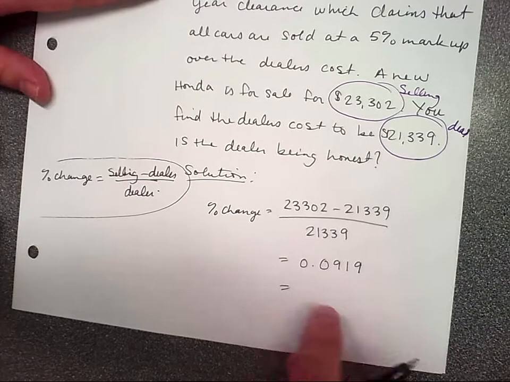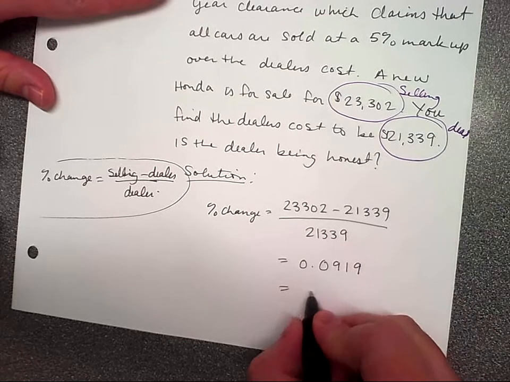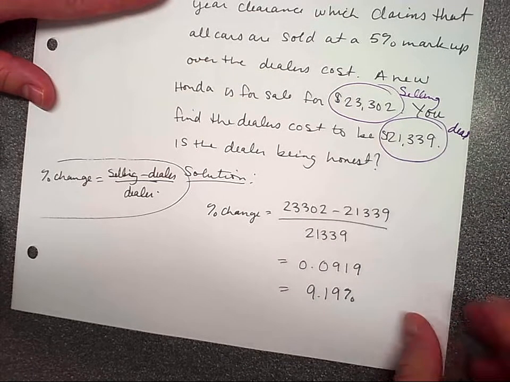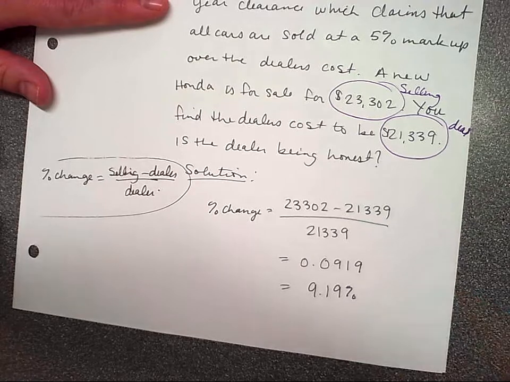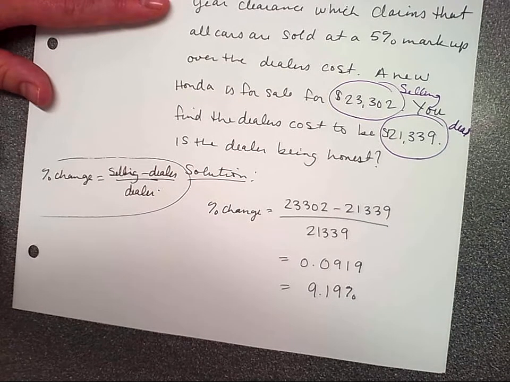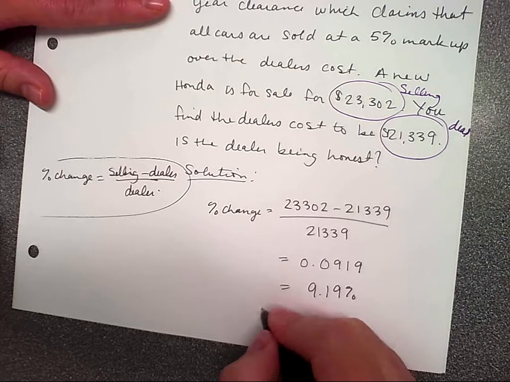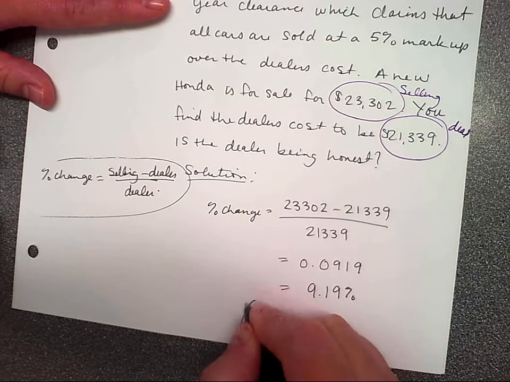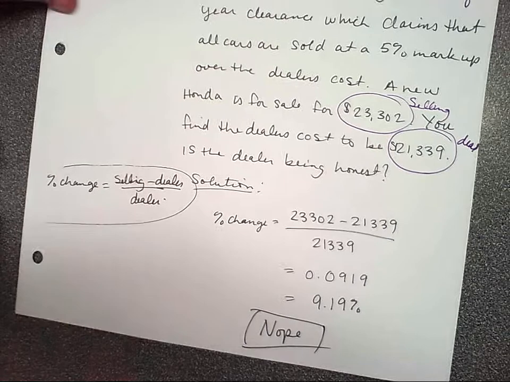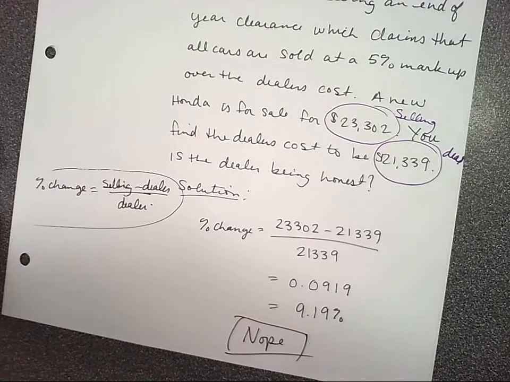Okay. So what is this as a percentage? 9.19%. So did I answer the question? No, I didn't. Is he being honest? No. Nope. Not honest. It's a hard no on the honesty.